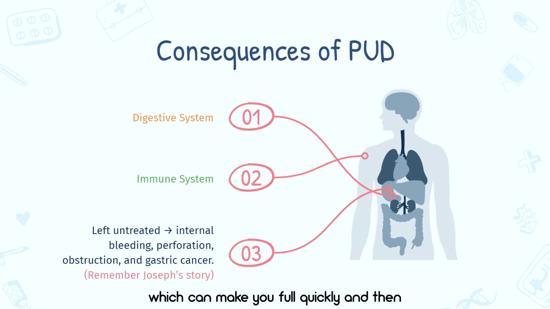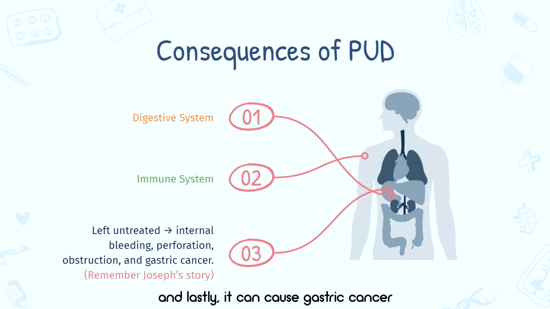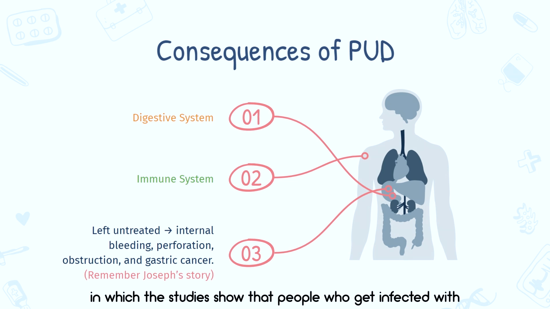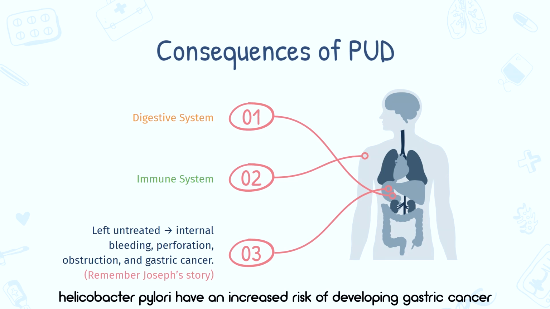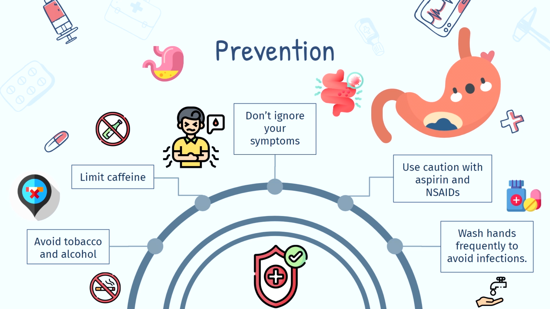which can make you get full quickly and then cause the person to vomit and lose weight from the swelling or scarring. And lastly, it can cause gastric cancer, in which studies have shown that people who get infected with Helicobacter pylori have an increased risk of developing cancer. Just as you remember Joseph's story. Some prevention methods for peptic ulcer would be to avoid tobacco and alcohol, limit caffeine, don't ignore your symptoms, use caution with aspirin and NSAIDs, and wash your hands frequently to avoid infections.